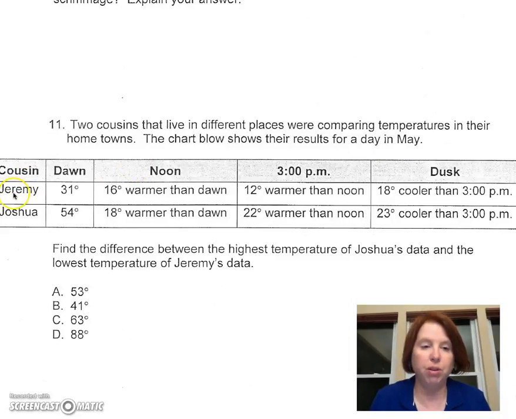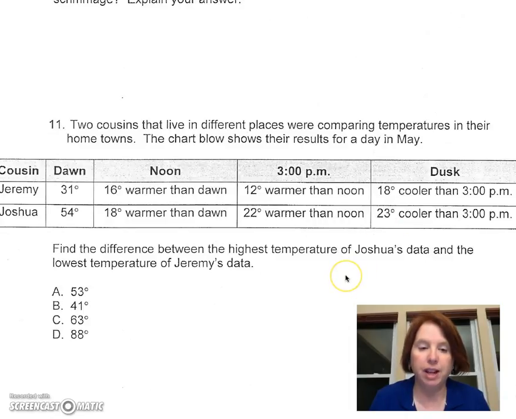The first row has Jeremy, 31 degrees, 16 degrees warmer than dawn, 12 degrees warmer than noon, and 18 degrees cooler than 3 p.m. The second row has Joshua, 54 degrees, 18 degrees warmer than dawn, 22 degrees warmer than noon, and 23 degrees cooler than 3 p.m.